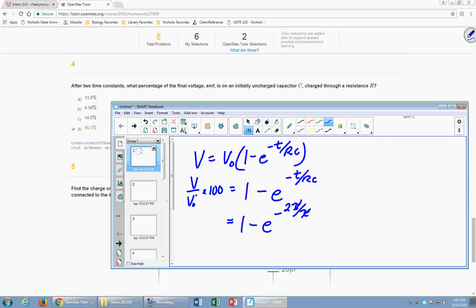Right. So I'm just setting t, I let t equal to 2 tau. And then that's equal to 0.865, which is 86.5%. Okay? All right. Any other OpenStax while I'm here?